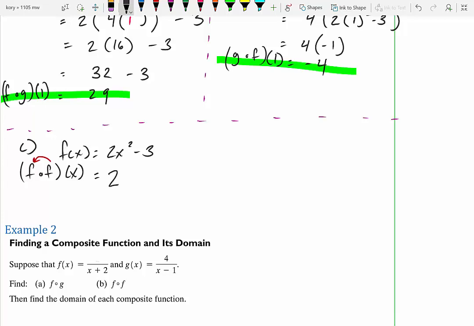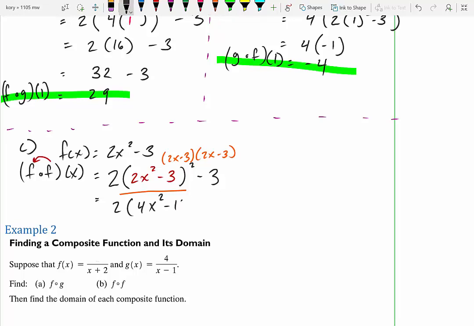So we have 2 times x, which is our function, so 2 times (2x minus 3) squared, minus 3. You notice this time it's just an x, not a number, so you just simplify as much as you can. To simplify, we are going to square 2x minus 3. And remember that that is 2x minus 3 times 2x minus 3. When we do that, we have 2 times (4x squared minus 12x plus 9), all minus 3. So just some foiling.